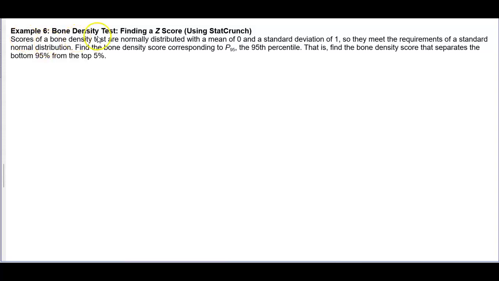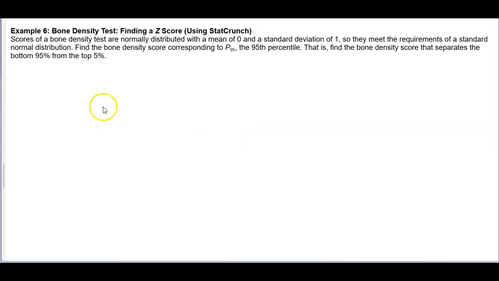Example 6, bone density test, finding a z-score using StatCrunch. Scores of a bone density test are normally distributed with a mean of 0 and a standard deviation of 1, so they meet the requirements of a standard normal distribution. We want to find the bone density score corresponding to the 95th percentile. That is, find the bone density score that separates the bottom 95% from the top 5%.